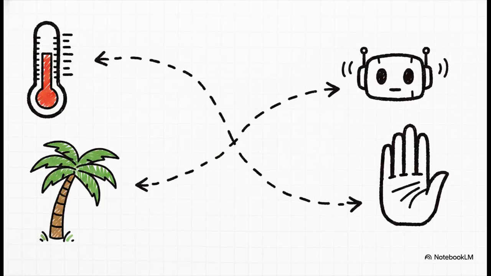Then we have the second dimension, context. This is all about linking terms together. Think about HR data. The terms on leave and sick are totally different words, right? But context teaches the agent that, practically speaking, they mean the exact same thing. This person cannot be assigned work today.